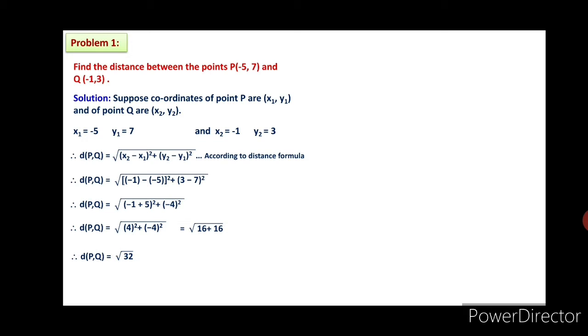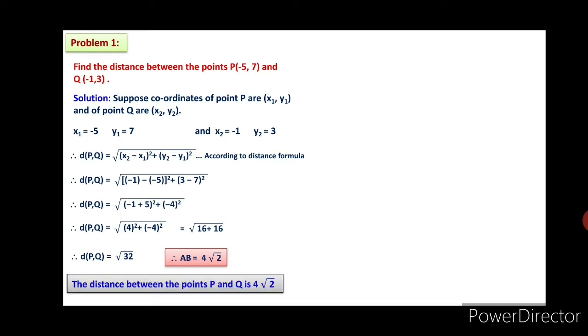Now take the square root of this 32. This 32 can be written as 16 into 2. The square root of 16 is 4. Therefore, PQ will be 4 root 2. So the distance between the points P and Q will be 4 root 2.